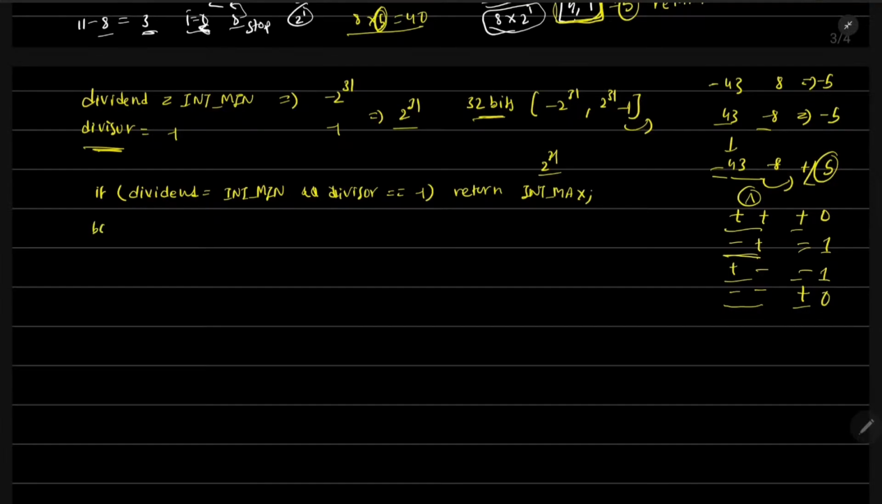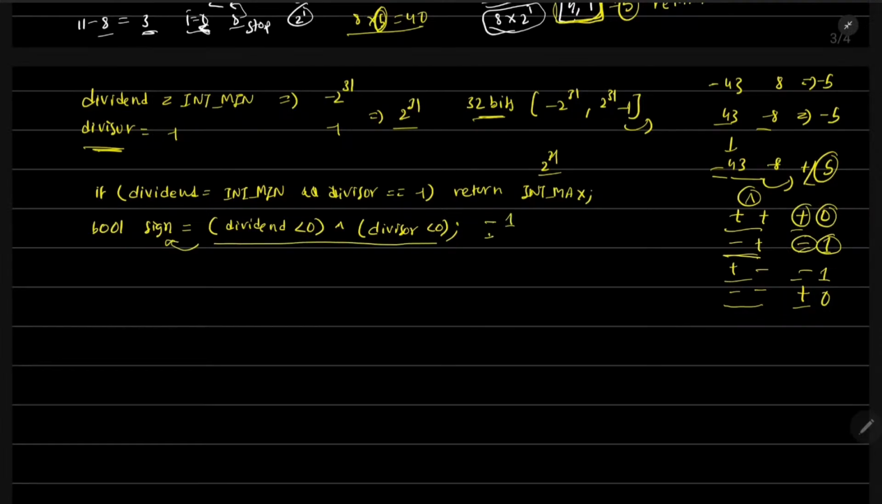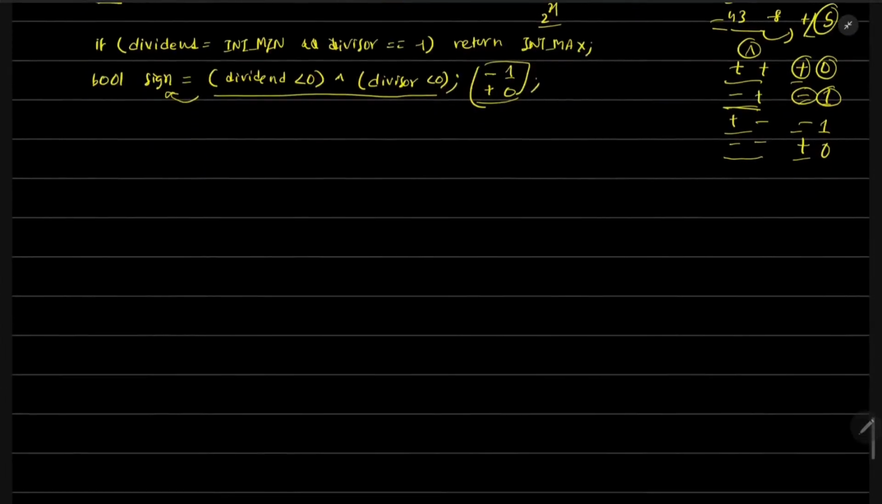So let me take the boolean value. Sign is equal to dividend is less than 0. That is a boolean value, 1 or 0, we can say like that in the form of numbers. Divisor is less than 0. So take the XOR value only, right? If it is less than 0, it will be true. That is, negative is 1, right? And positive is 0. That's how we convert this to our sign value. If it is negative, it will be 1. If it is positive, it will be 0. Okay. Finally, we can use this sign value.